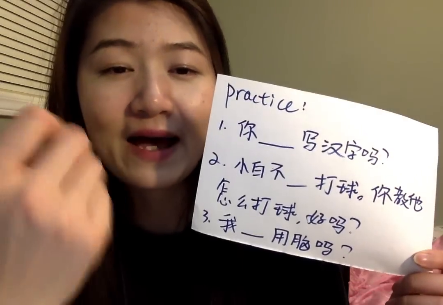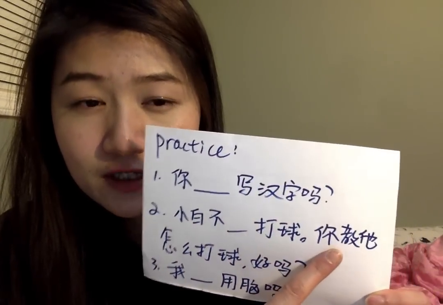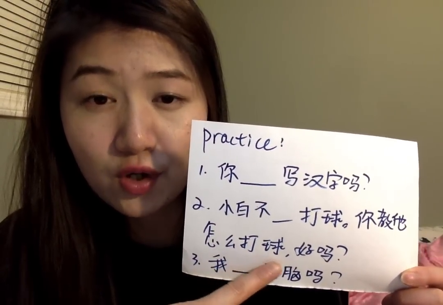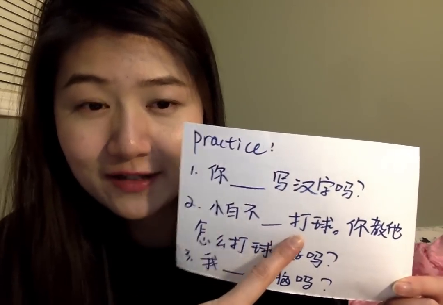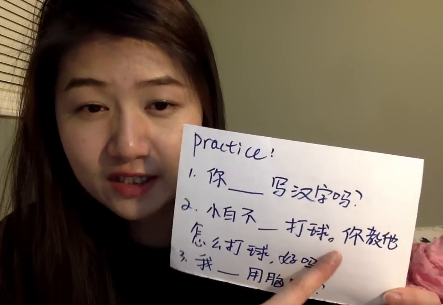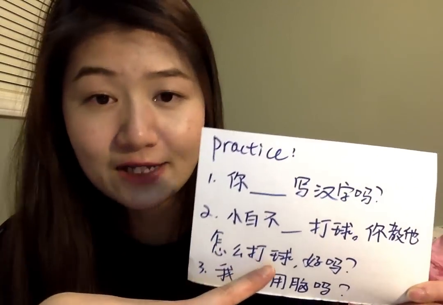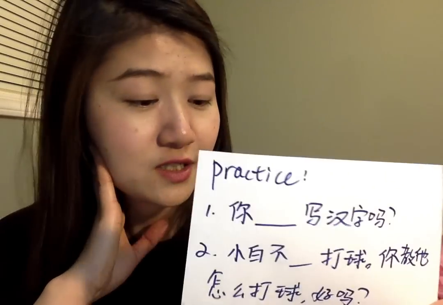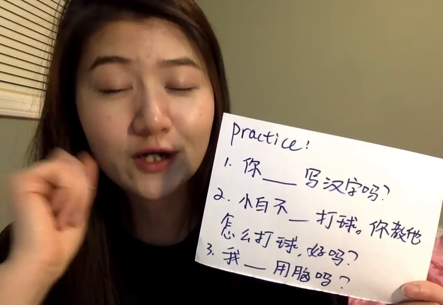Second one. 小白, blank, 打球. 你教他怎么打球好吗? So, 小白 means little Bai, 不 means no, 打球 means play ball, 你 means you, 教他 means teach him, teach her, 怎么打球 means how to play ball, 好吗? Okay, so what should we put in this blank? I'll give you guys 5 seconds, 5秒钟, okay?